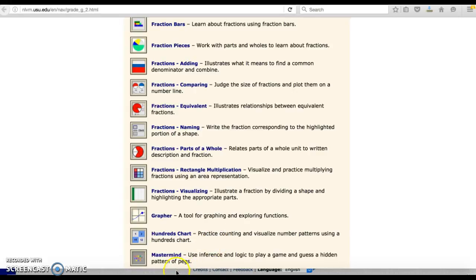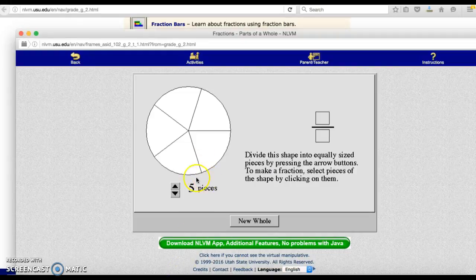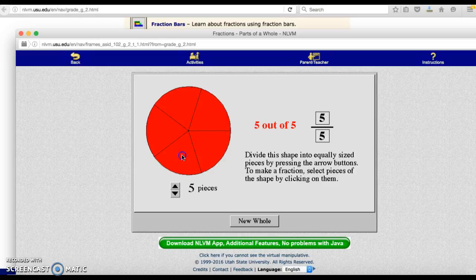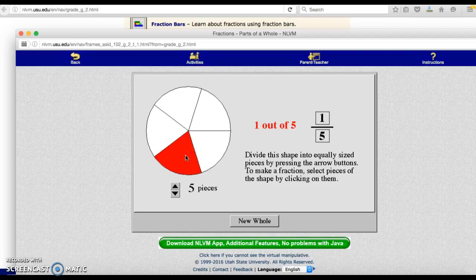look at it. You open it up right here, it gives you a shape and then it gives you directions. So for this one it says divide this shape into equally sized pieces by pressing the arrow buttons to make a fraction. Select pieces of the shape by clicking on them. Okay, so right now it's in 5 pieces. So as you click, you can see the fraction over here. So it's kind of helping kids make that connection between the whole and then the pieces of the whole and how they make that fraction.